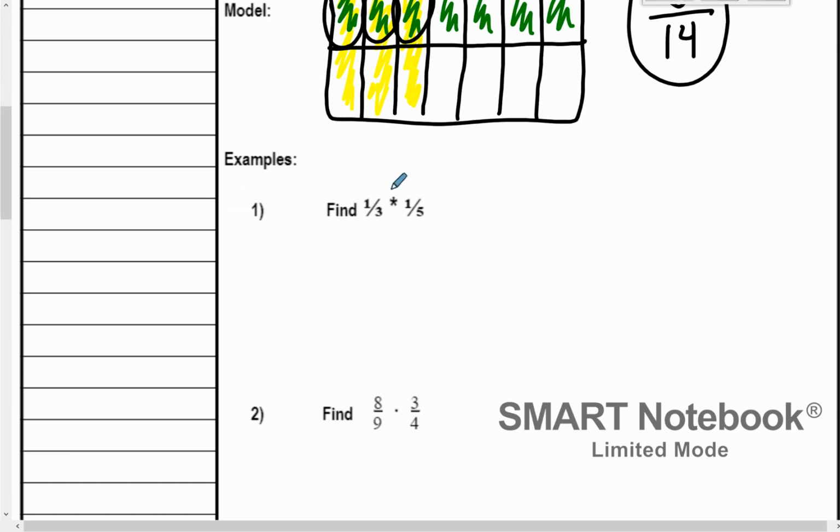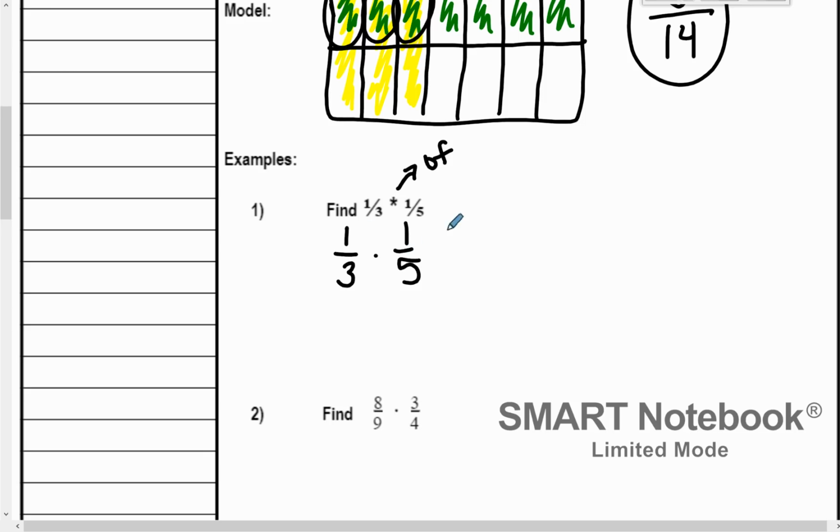When we have fractions that are written with those little slant signs, I like to always rewrite them. So this first example is 1/3 times 1/5. Remember, we can always think of a multiplication sign as the word of. So right now, we're going to find 1/3 of 1/5. So I'm just going to rewrite that with those nice horizontal fraction markers.